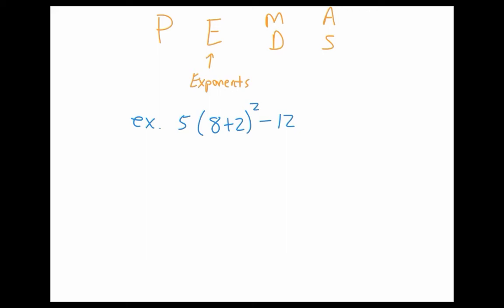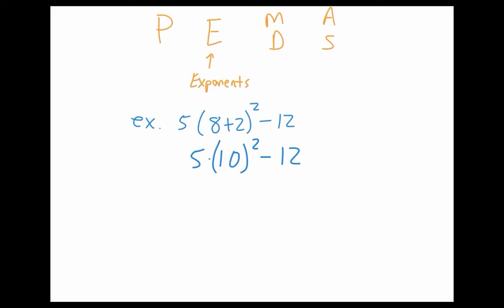Okay, so to do this, we start with our parentheses. So we have to first simplify what's inside the parentheses. And 8 plus 2 gives us 10. And I'm going to have 5 times that. I'm still going to put my parentheses in, but you don't need to for that step. So I have 5 times 10 squared minus 12.